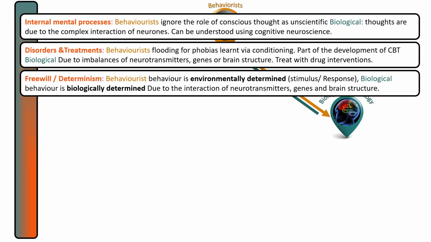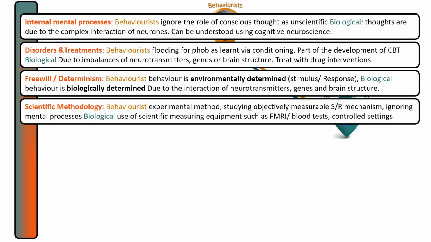When it comes to scientific methodology, both behaviourists and biological psychologists are seen as scientific. Behaviourists use the experimental method to study objectively measurable stimulus-response mechanisms, and they ignore things that can't be directly observed, such as internal mental processes. Biological psychologists use scientific measuring equipment like fMRI and blood tests in controlled settings in order to ensure objective measurements. So again, quite scientific.